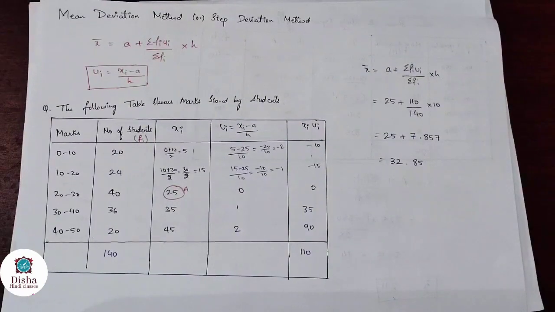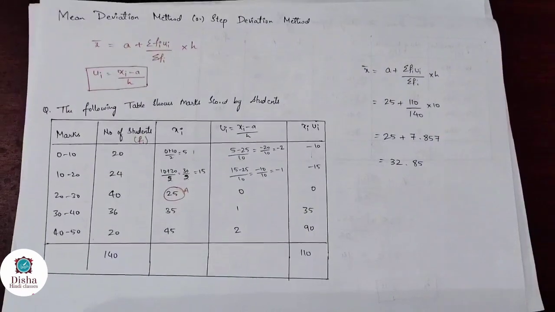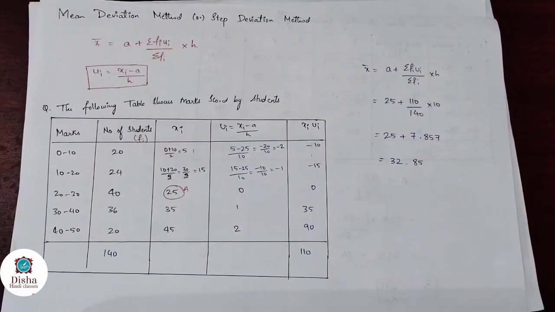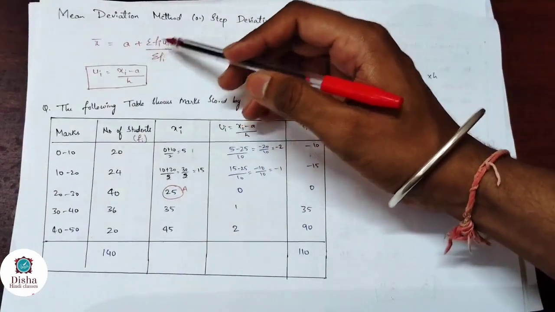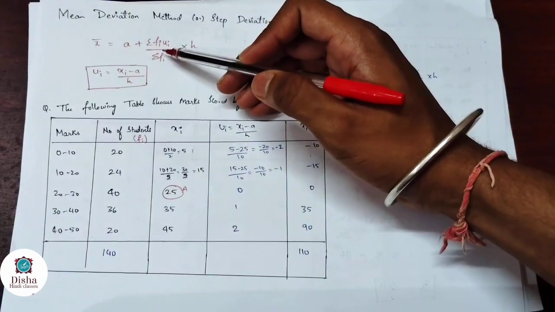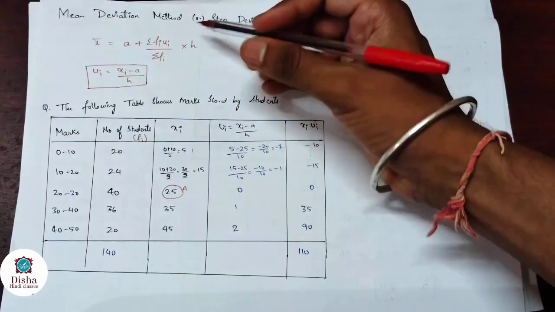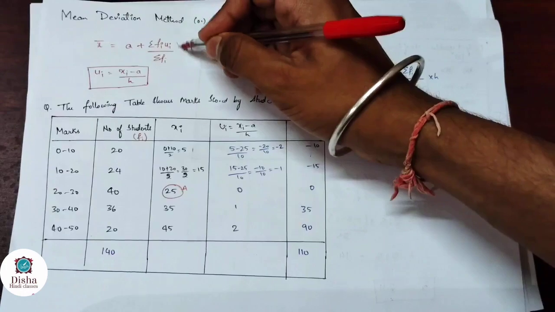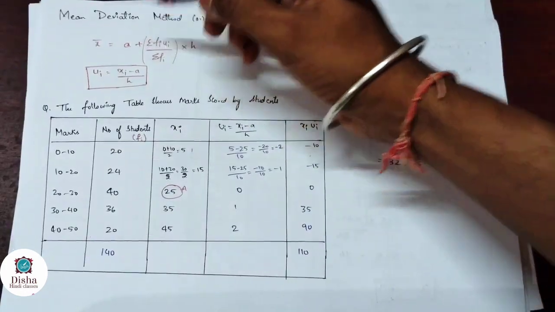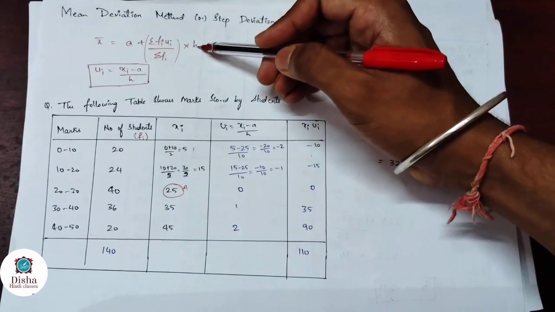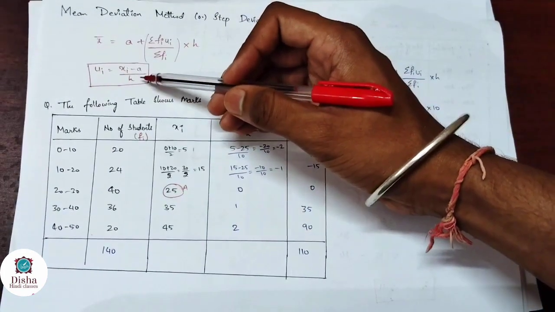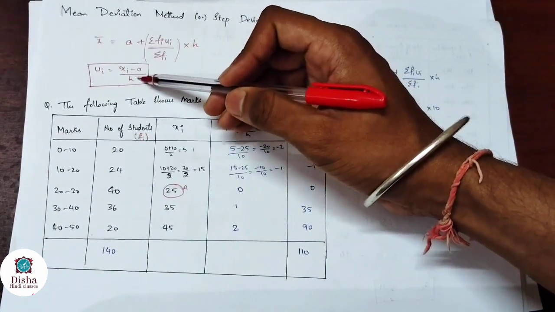mean deviation method or step deviation method. So till now we have learned the direct method and the assumed mean method. Now we are going to look at the step deviation method. That is x bar equals a plus summation of fi ui divided by summation of fi, into h. Here it should be a bracket. So summation of fi ui divided by summation of fi, into h. What is ui? Ui is xi minus a divided by h.